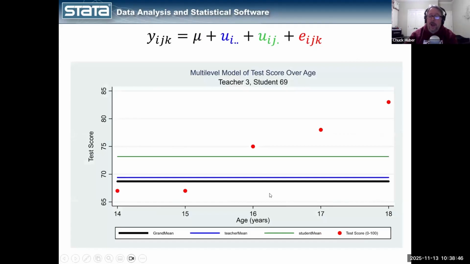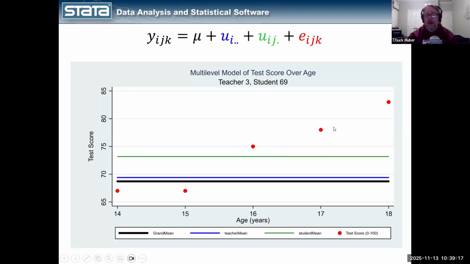Okay. So we could also represent this graphically. Let's graph that particular student's scores, the red dots here. The red dots are the actual test scores, the observations. The black line is the overall mean for the entire sample. The blue line represents the average in teacher three's classroom. The green line represents the average test score for student 69 across all 5 ages.